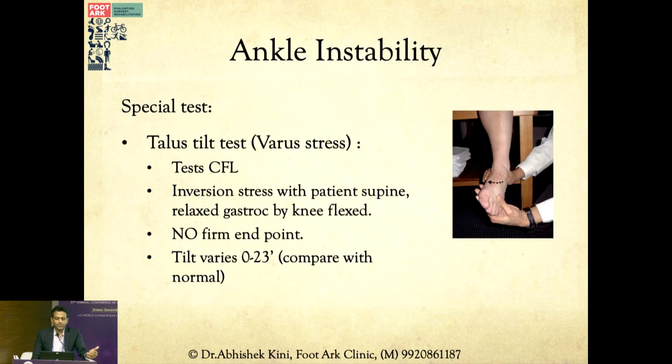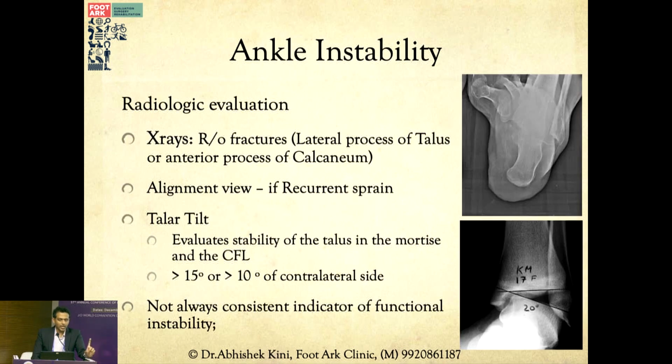Another test for the CFL is the varus test. You can do inversion with the patient supine, relax the gastroc by flexing the knee. There is no firm endpoint. Again, the tilt varies in a big range, 0 to 23 degrees, so compare it with the normal. Important points to evaluate in recurrent ankle sprains are standing x-rays. Look for the calcaneum, look for the varus of the hind foot. That's like a genu varus with an ACL and a PLC. So you need to address the bony structure also along with the soft tissues.